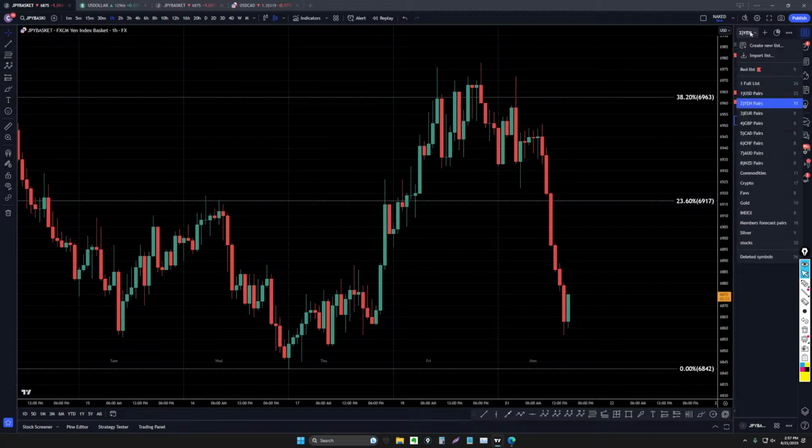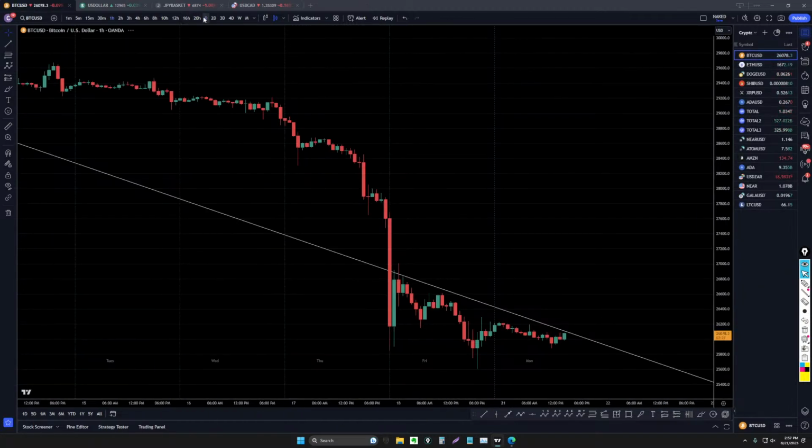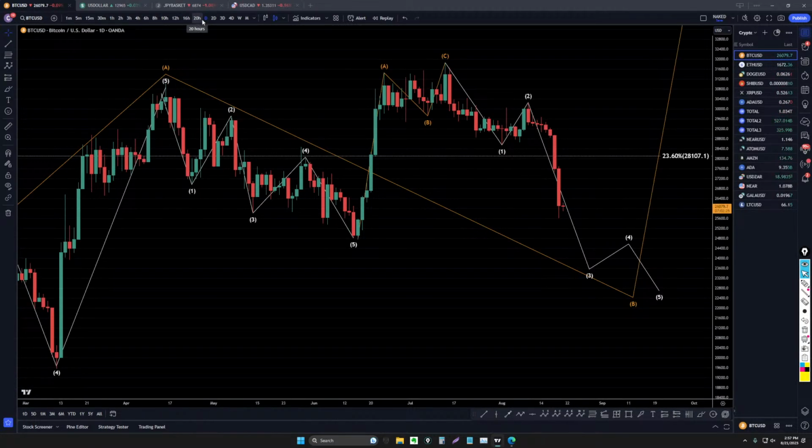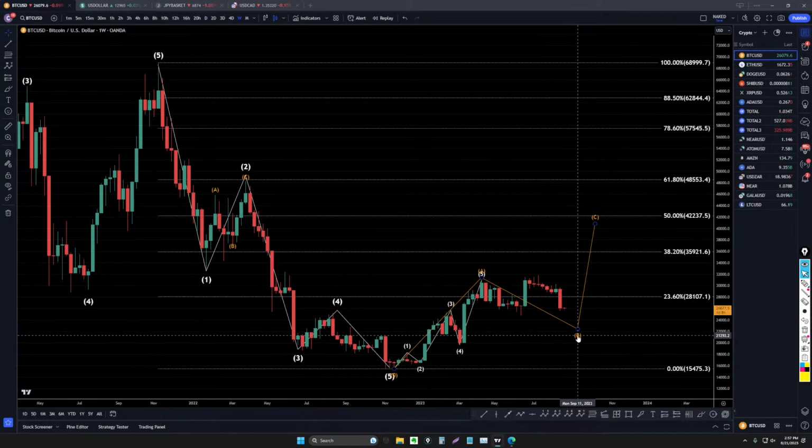So yeah, let's go see what else to look at. Let's go look at Bitcoin. See if we got a big old risk on move coming in Bitcoin or not. Bitcoin made a big push down. I guess it could still possibly be a correction.